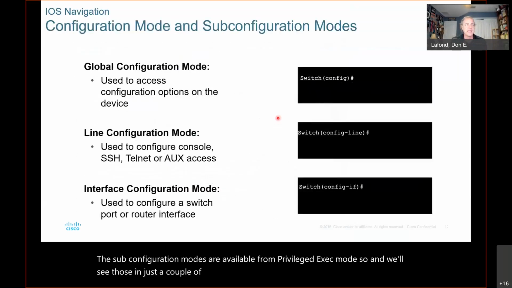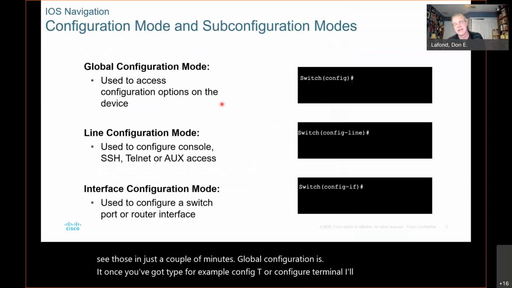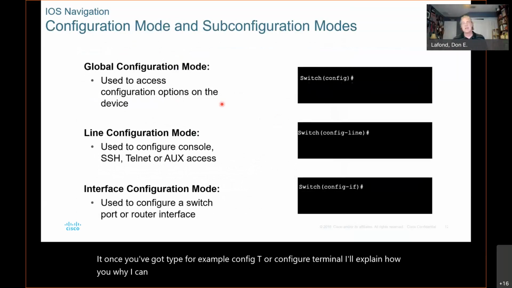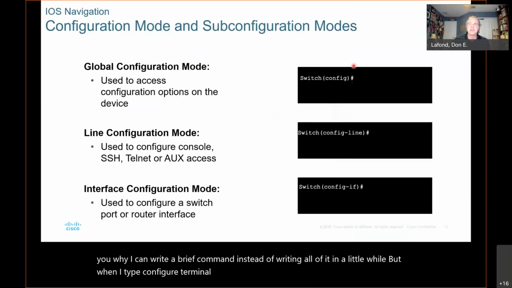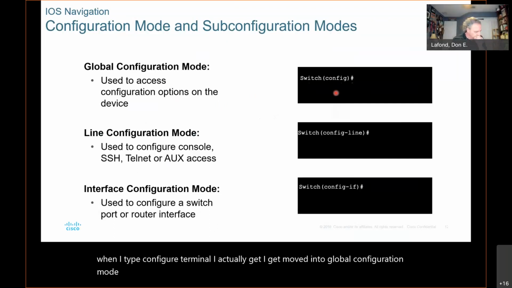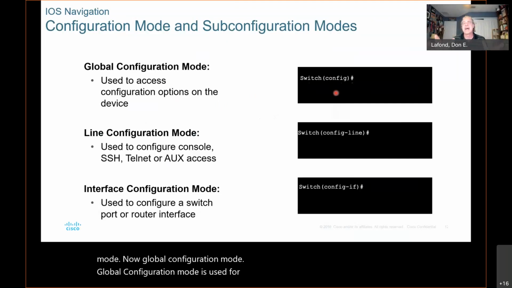Global configuration is once you type, for example, config T or configure terminal. I'll explain why I can write a brief command instead of writing all of it in a little while. But when I type configure terminal, I get moved into global configuration mode. Now, global configuration mode is used for configuring anything that deals with the entire router or switch.